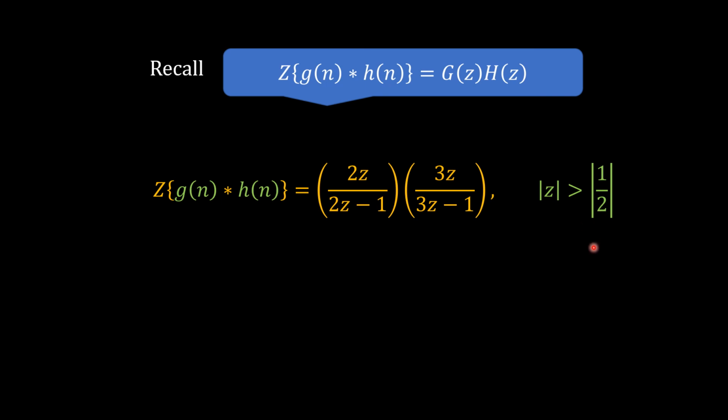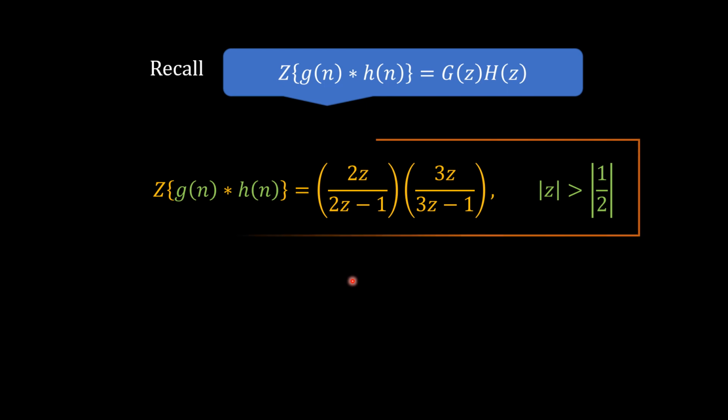The number which is bigger out of the two is the maximum of 1 by 2 or 1 by 3. So it is 1 by 2. Hence the region of convergence is mod z strictly greater than 1 by 2. This is Z transform of the given sequence f of n, which is 1 upon 2 raised to n star 1 upon 3 raised to n.